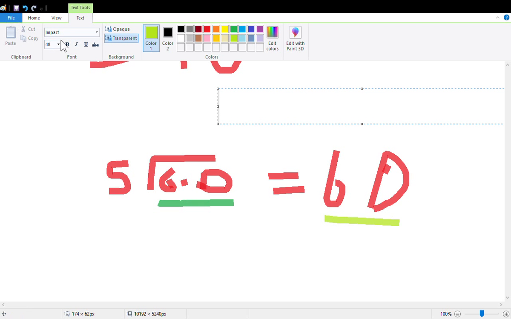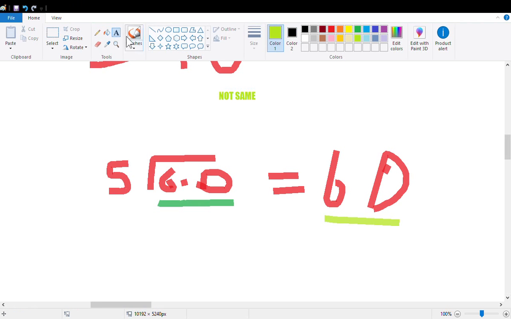Okay, I think I made it a little bit too big. Let me make it a right size. Okay, you have to get that in mind. It's not the same. So what do you want to do here?